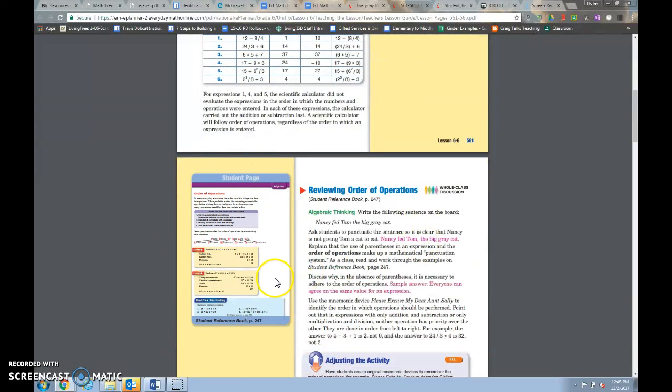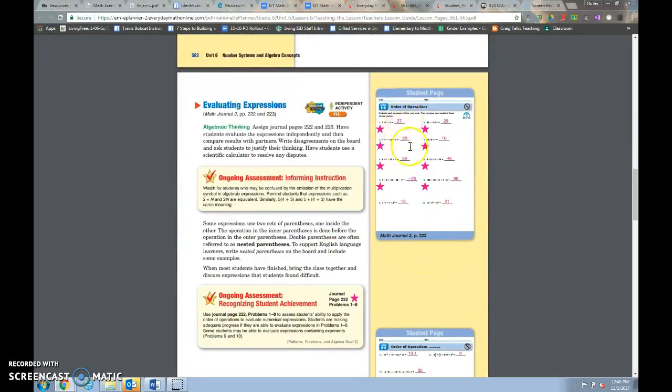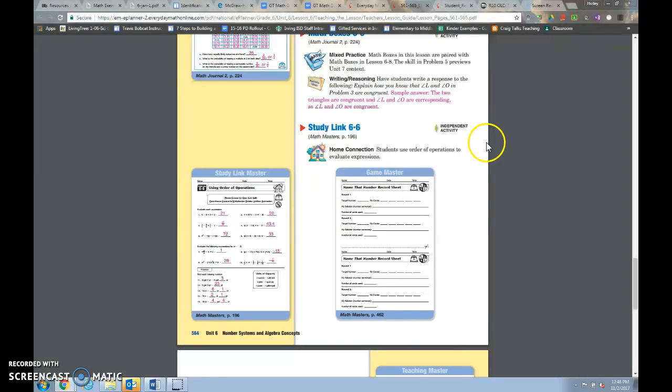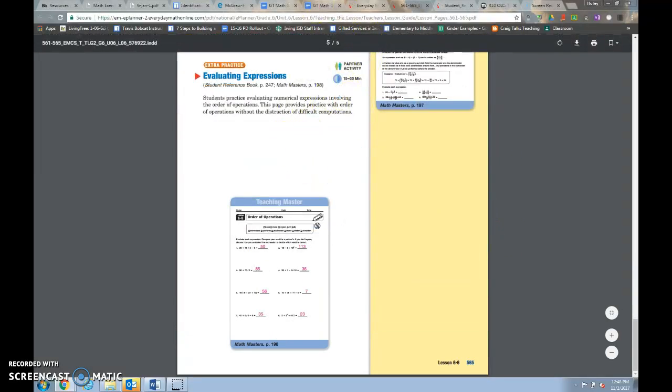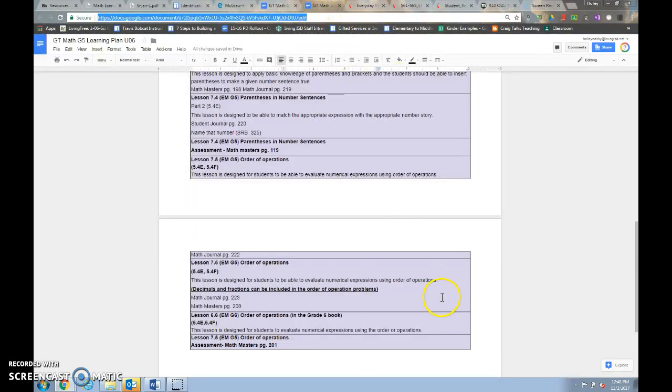And then here's the student reference page that they can go to review order of operations, and then they're going to practice order of operations. Okay? Then they're going to play name that number and all of that. Okay, so that's how you get to that, right?